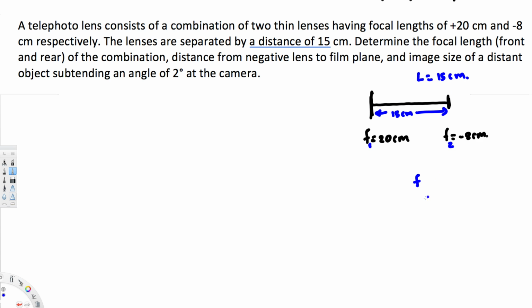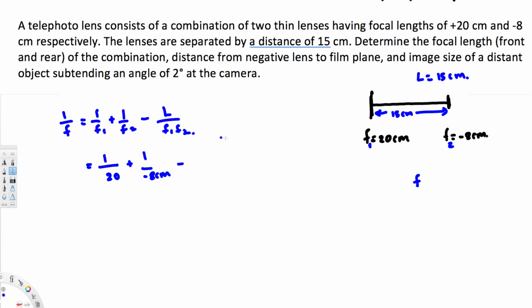The equation that connects all of these together is the combination formula: 1 over f, the combination focal length, is equal to 1 over f1 plus 1 over f2 minus L over f1 f2. Now let's go ahead and plug in the values. 1 over f1, the focal length of the first lens, that is 20 centimeter, plus 1 over the focal length of the second lens, that is negative 8 centimeter, minus the length, 15 centimeter, divided by 20 centimeter times negative 8 centimeter.